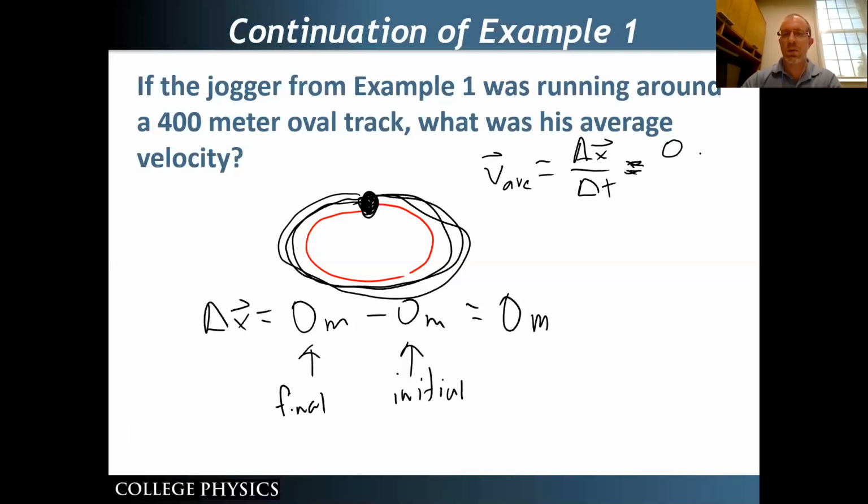So 0 meters divided by 540 seconds. So my runner's average velocity was 0 meters per second. And that's the answer to this one. All right, we'll do more in class.